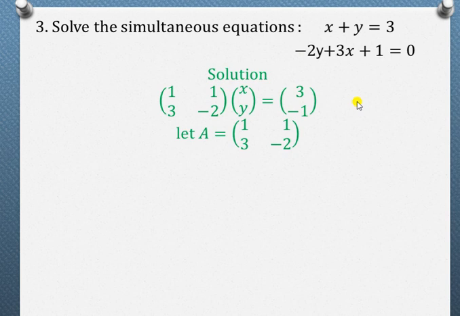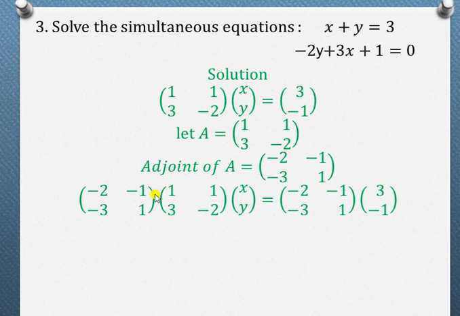Next step to that, let any letter of your choice be your matrix, which you have formed from the coefficients, and get its adjoint. For the adjoint, we are simply exchanging the elements in the major diagonal, and we are changing the signs of the elements in the minor diagonal. That is why you see now we have negative 2 here, 1 here, but this is negative 1, negative 3. The next step is pre-multiplying. This is our adjoint matrix, which has been multiplied by this, and again the same adjoint matrix is multiplied by this. That is how we are getting this and this.